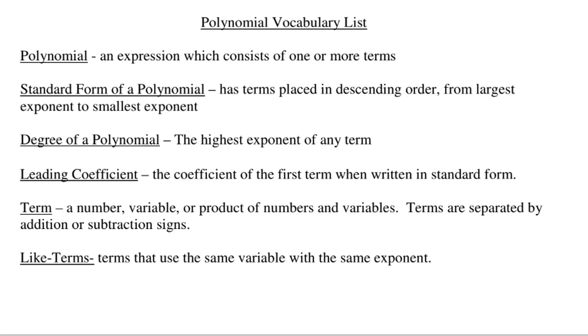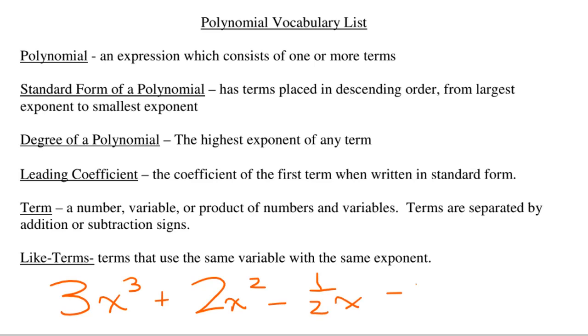Standard form of a polynomial, I'm going to write an example of down here. The standard form, they have to go in a certain order, and you'll see what I mean in a second. I'm going to write an example down here. 3x cubed, this is a polynomial, plus 2x squared minus 1/2 x minus 0.3. That is in standard form.